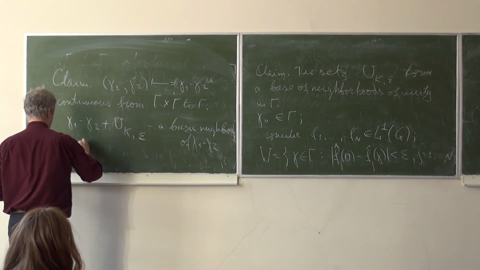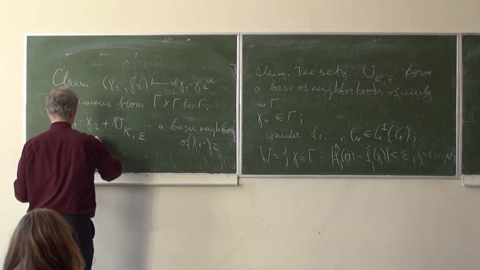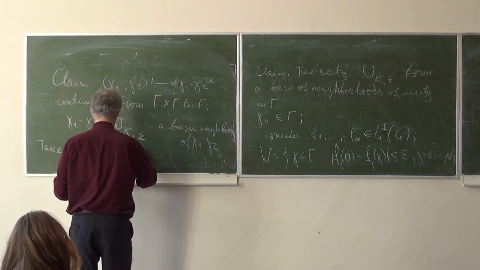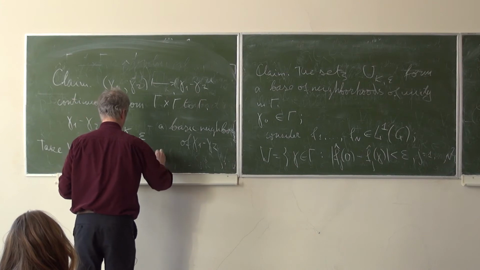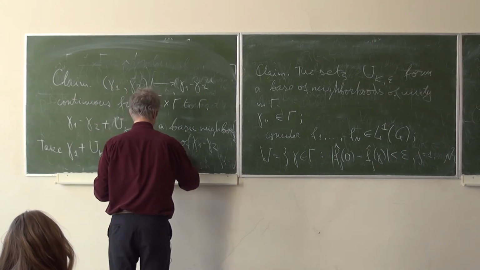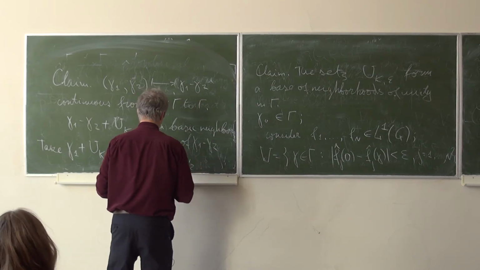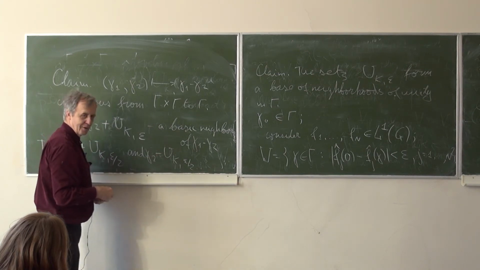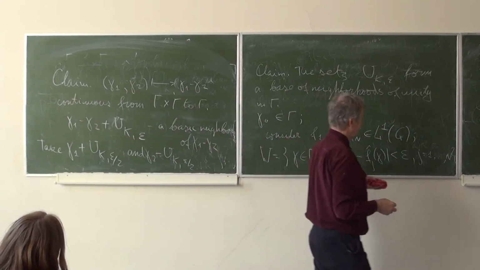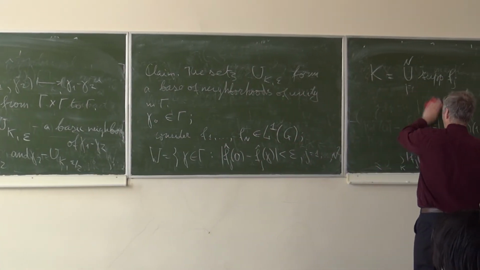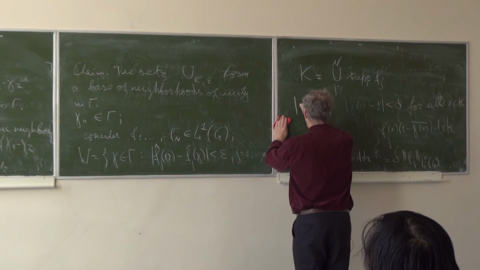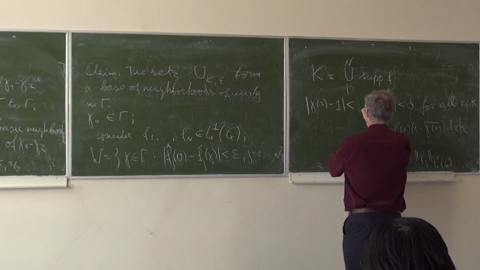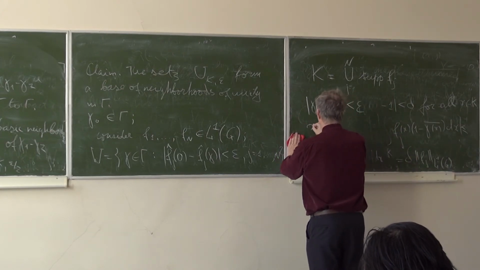Well, take gamma 1 plus U(K, epsilon over 2) and gamma 2 minus U(K, epsilon over 2). Well, by the way, here whether you put plus or minus is the same, because this neighborhood U is determined by the following inequality: the absolute value of gamma of x minus 1 is less than epsilon for x in K.